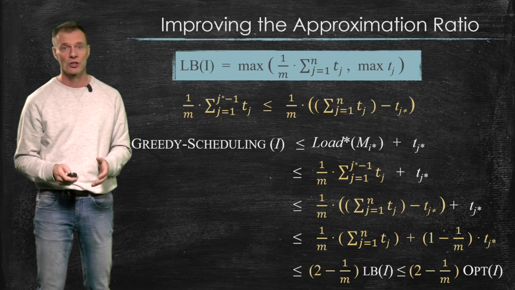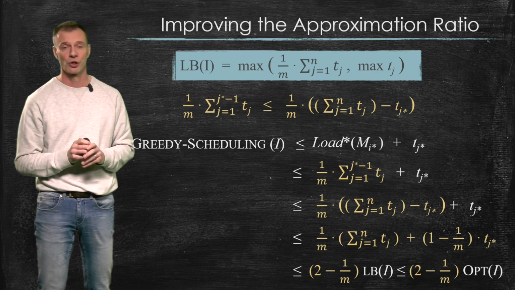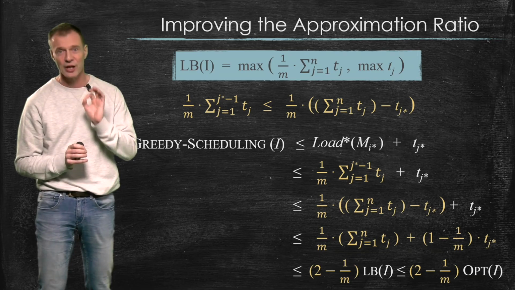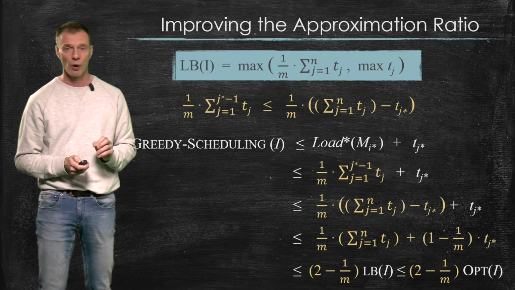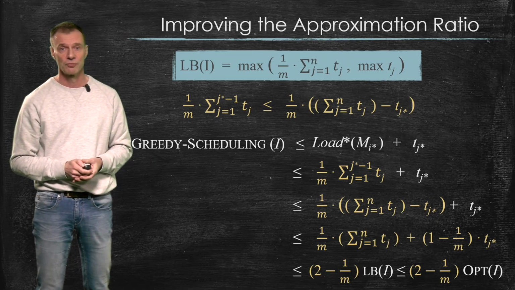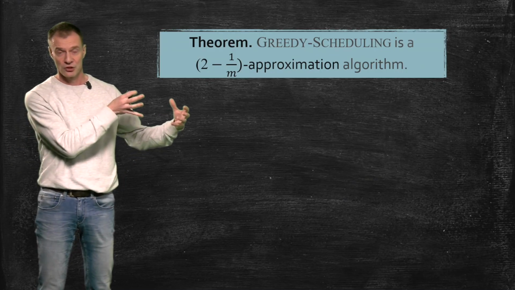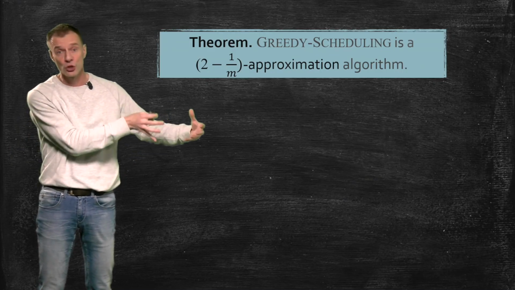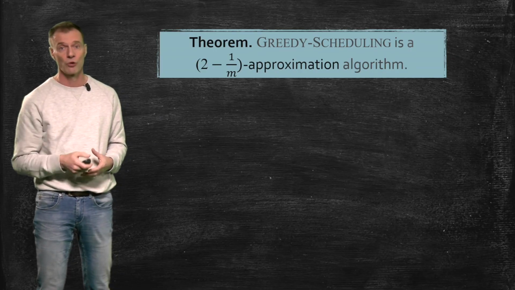Okay, so what we did was we did not change the algorithm, we did not compare to a different lower bound, but we just looked more carefully at the proof and we saw that there was one place where we would actually gain a little bit in the analysis. So we have proved that it's not just a two approximation, I mean it's also a two approximation, but actually it's even a 2 minus 1 over m approximation.